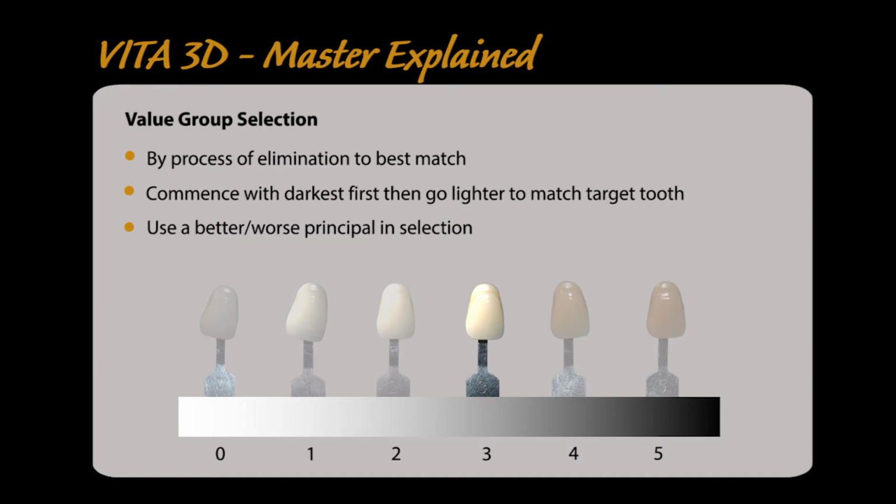Once you pick that value, if you've stopped on the 2 value group, now all we care about is the 2 value group. We don't care about any of the other shade guides. That's what we mean by process of elimination.